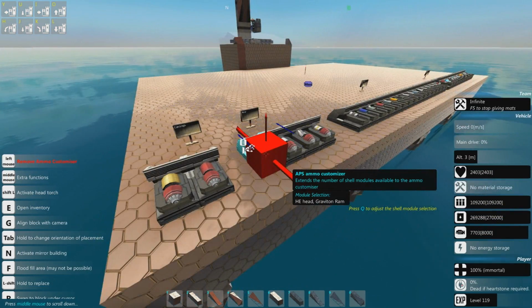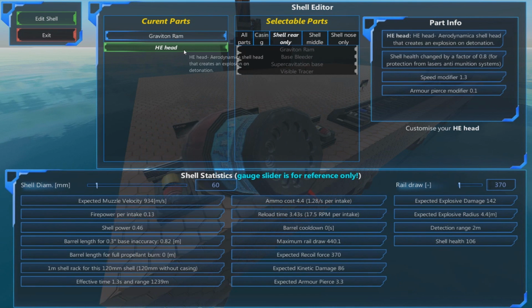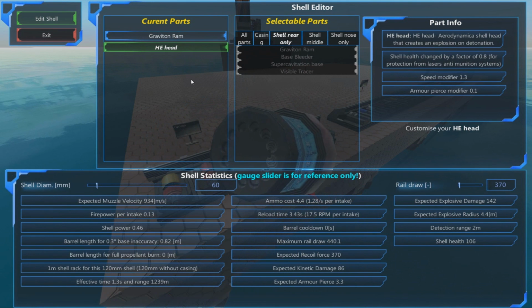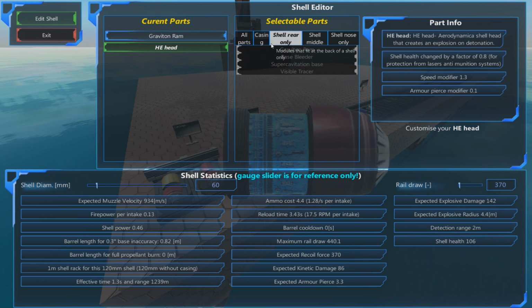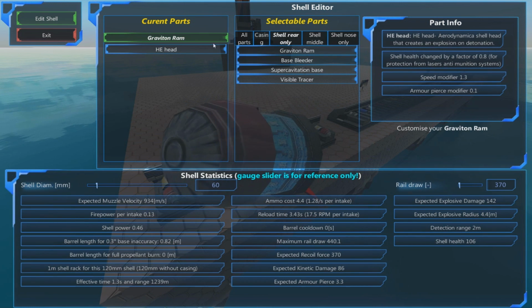Now we move on to what you can stick on the rear of the shell. So the rear of the shell, casings always go at the back. You cannot put them at the front, which is pretty obvious. And at the rear, these are things that only go between casings and middle shell parts.